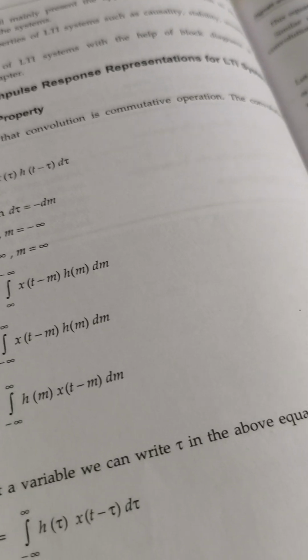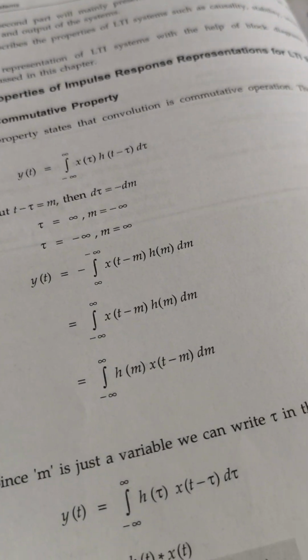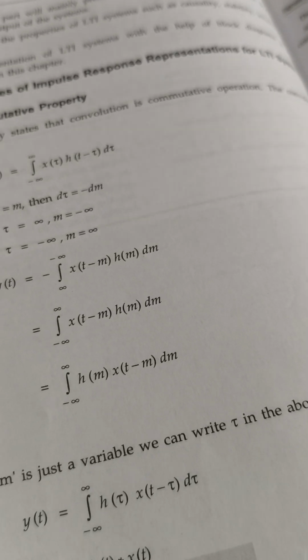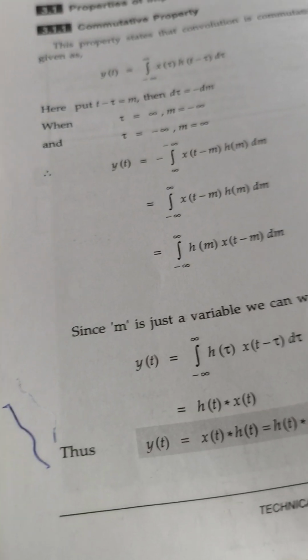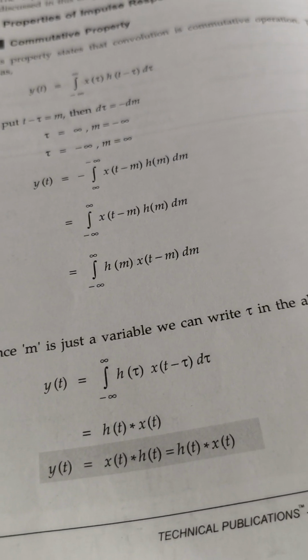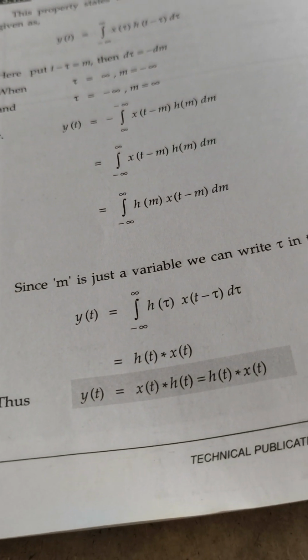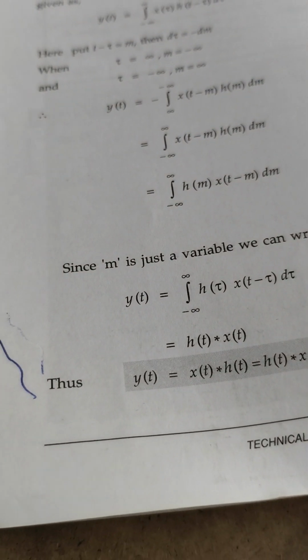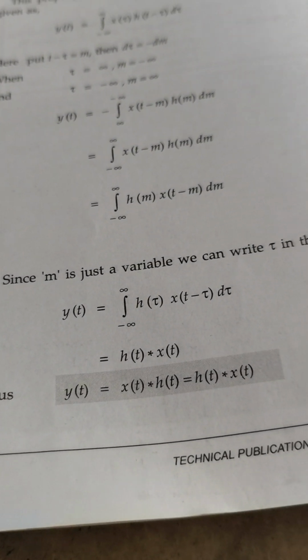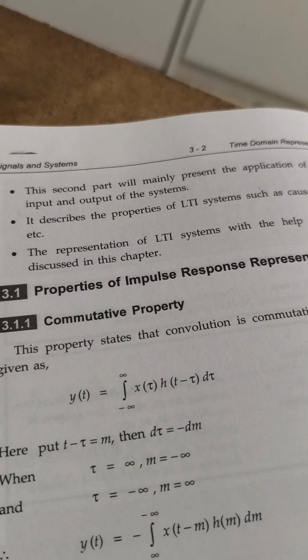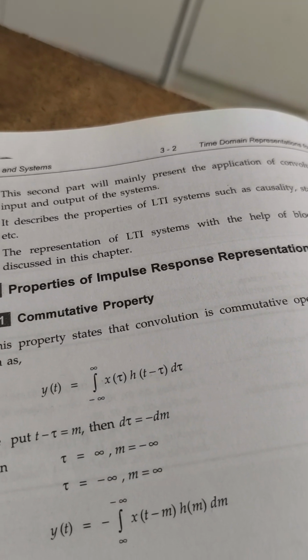Suppose in place of m you take tau, then this equation will be the same as this equation, but it will be h of tau. Then it will be integration of h of tau x of t minus tau d tau. That is nothing but h of t into x of t. Therefore, we can say that y of t equals x of t into h of t. We can elaborate this as integration from minus infinity to plus infinity of x of tau h of t minus tau d tau.